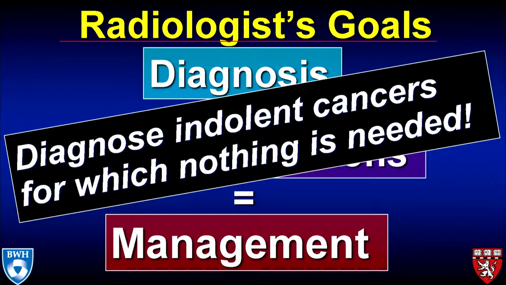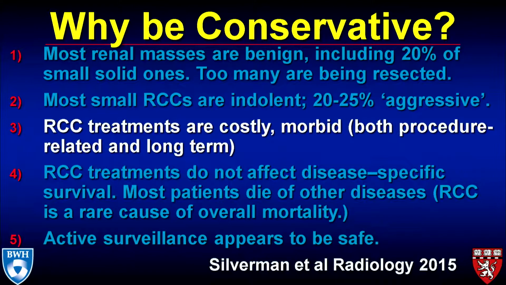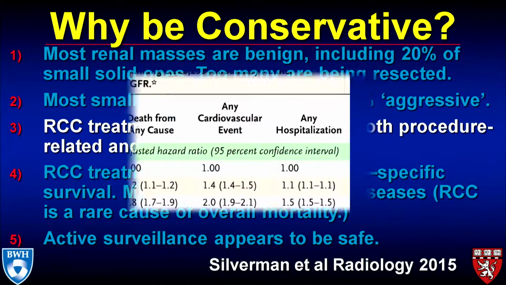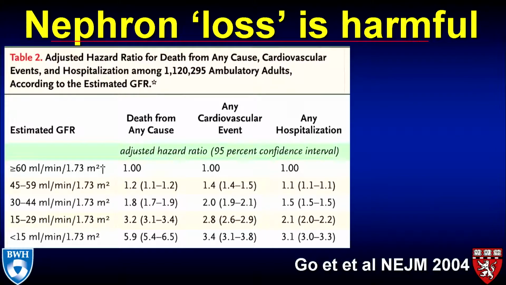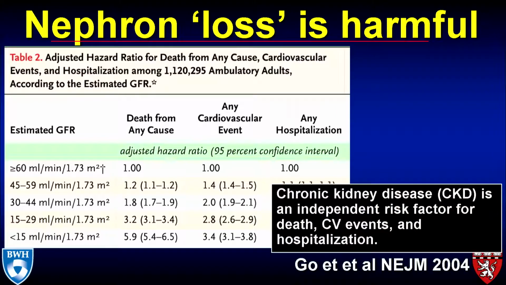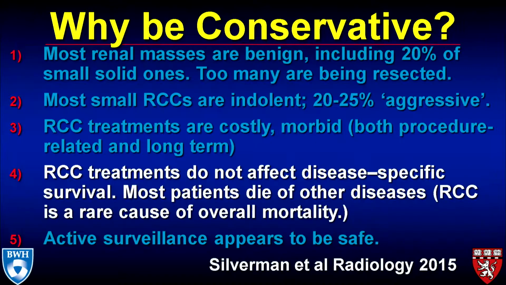So again, our goal is to try to diagnose indolent disease for which nothing is needed in selected patients. The third reason to be conservative is that the treatments are costly, morbid, both procedure-related and long-term. And I just want to focus on the long-term morbidity. You're all familiar with, obviously, the risk of having an unnecessary nephrectomy. But the long-term results, just to summarize, are that chronic kidney disease is an independent risk factor for death, cardiovascular events, and hospitalization. So you don't want to lose nephrons. It's a very important point.